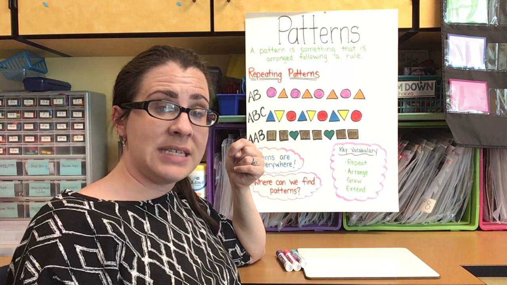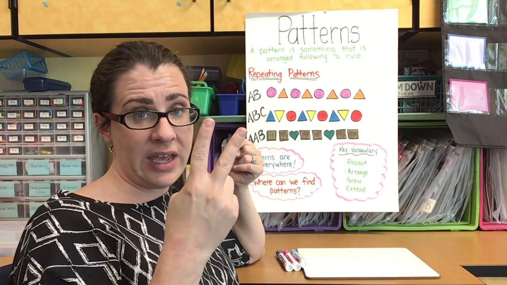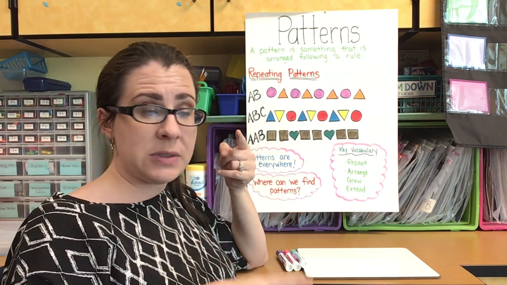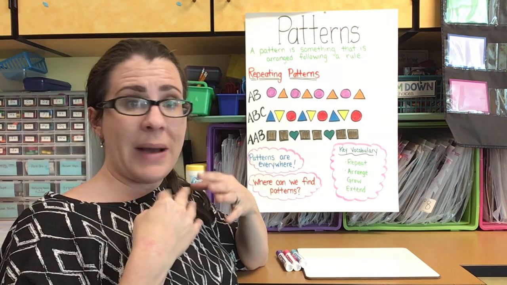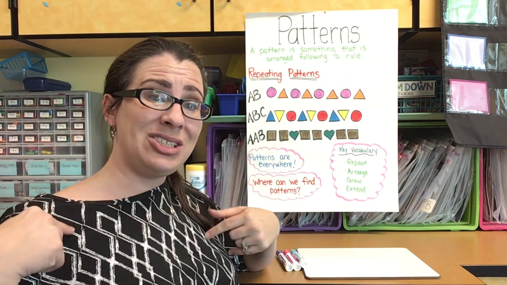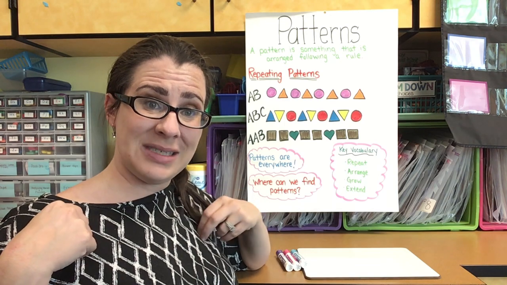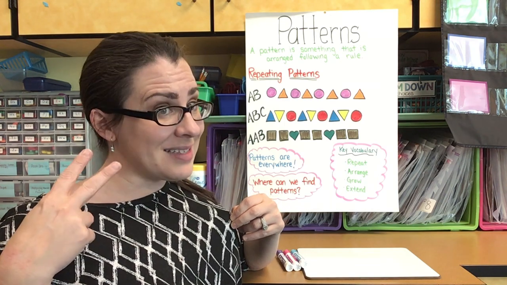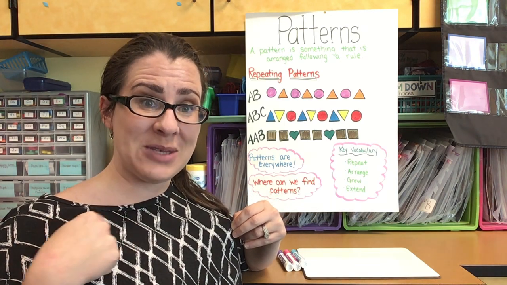And AB patterns have 2 different things, whether they're 2 different shapes or 2 different colors. A pattern could be anything, okay? My shirt kind of looks like an AB pattern. Do you see this? It's repeating, and it's got 2 different colors and different shapes on it.